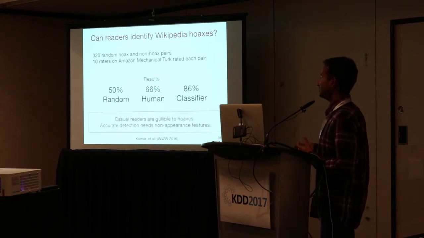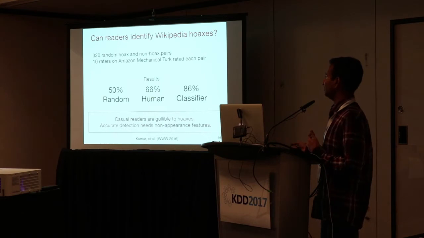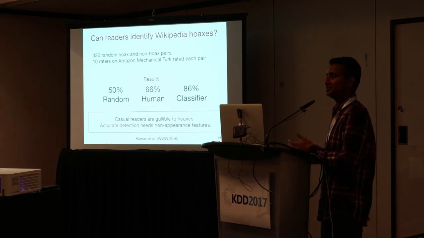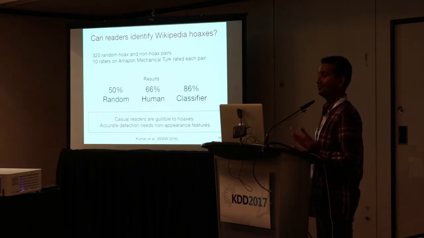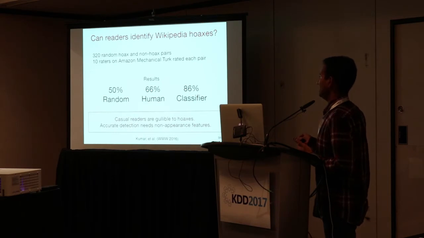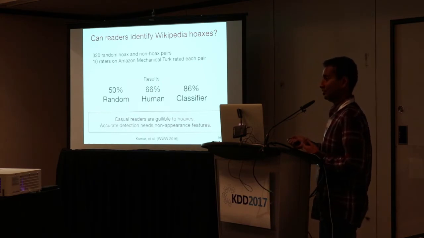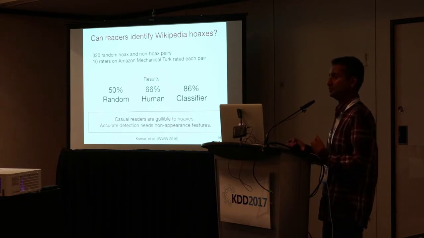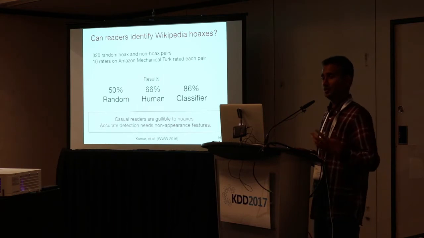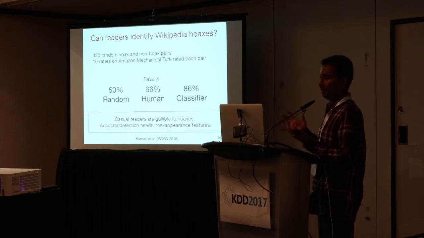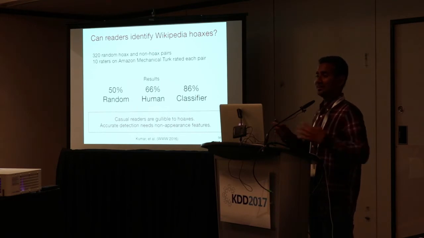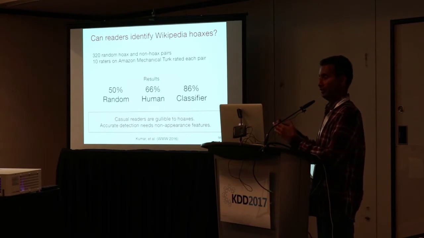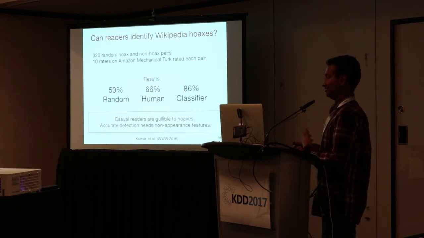So essentially, casual readers are much more gullible, but when they can be assisted by classifiers, by these systems that are able to identify and tell in real time whether something is a hoax or not, then it performs very well. Just looking at how the article looks is not sufficient. You have to look beyond its appearance. You have to look at how it connects to other Wikipedia articles and how often it is referenced by other articles and so on.